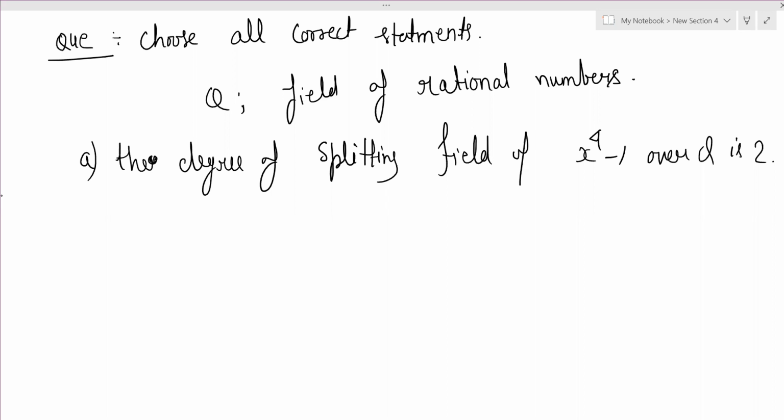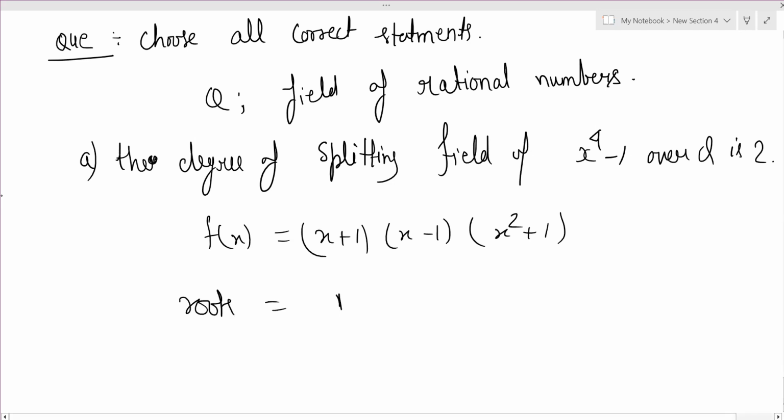It's easy. Over Q, we can factorize it as x squared plus 1 into x squared minus 1, and then x plus 1 into x minus 1, x squared plus 1. So what are the roots? 1, minus 1, i, minus i.